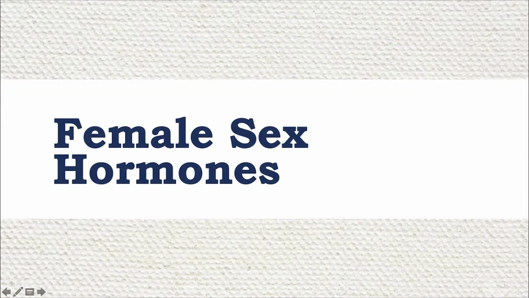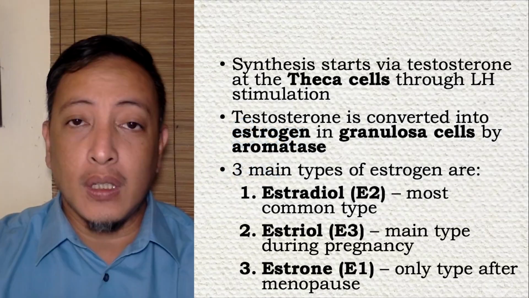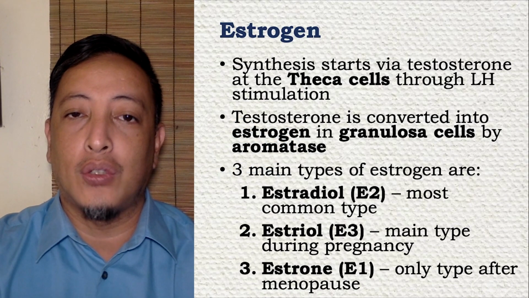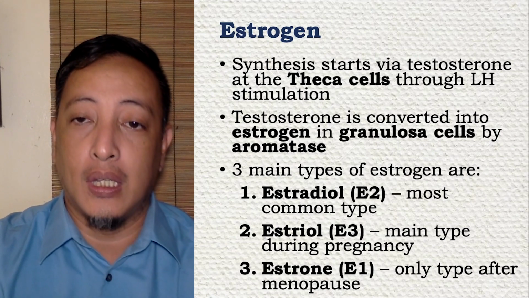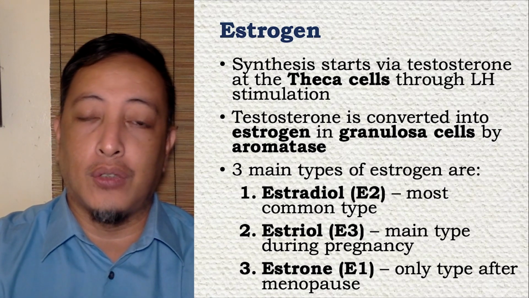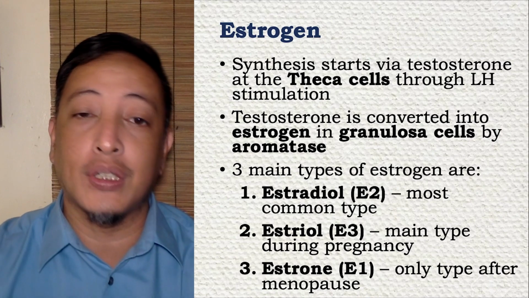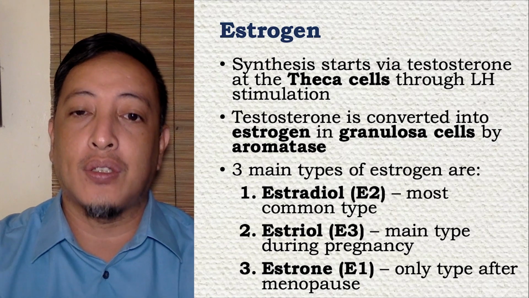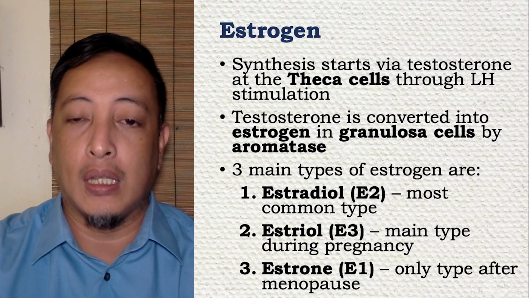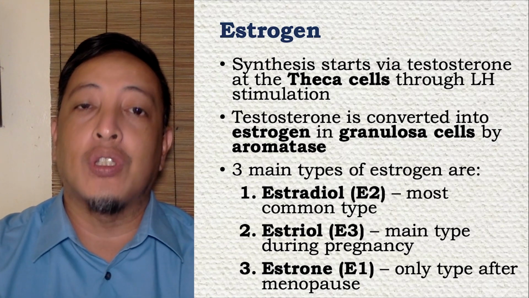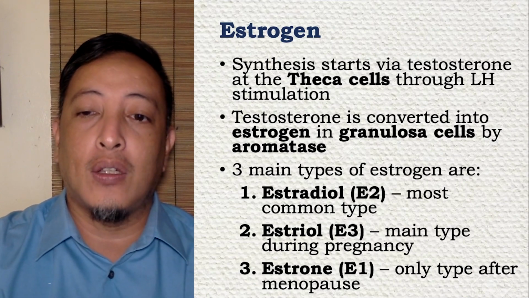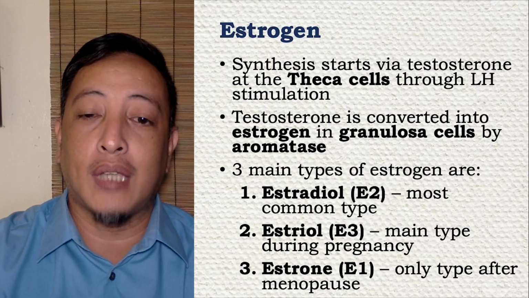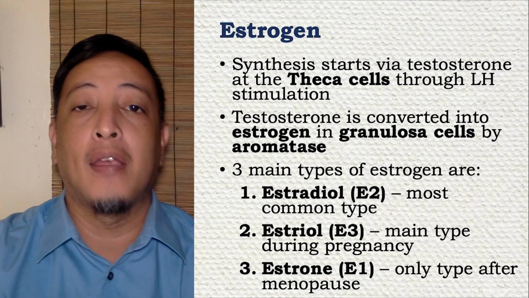Now we go to the female sex hormones. Estrogen synthesis starts via the testosterone of the theca cells through LH stimulation, as already mentioned. Testosterone is converted into estrogen in the granulosa cells by the enzyme aromatase. The three main types of estrogens are E2, E3, and E1. E2 is estradiol, which is the most common type. Estriol is the main type during pregnancy, and estrone is the only type after menopause.